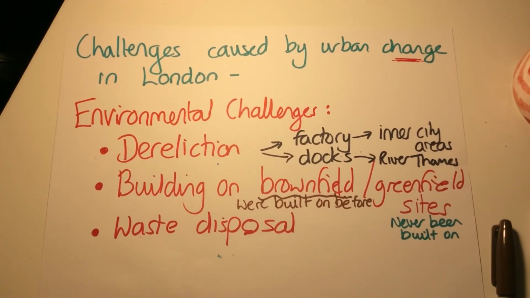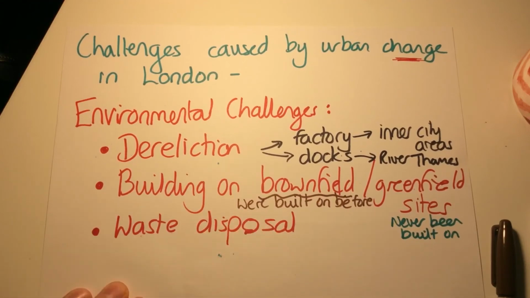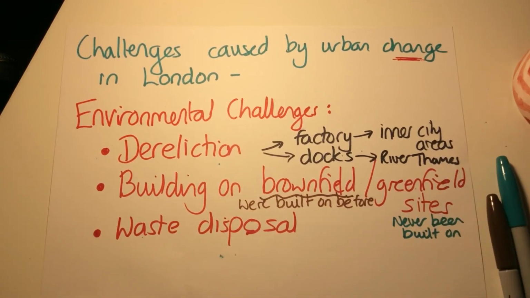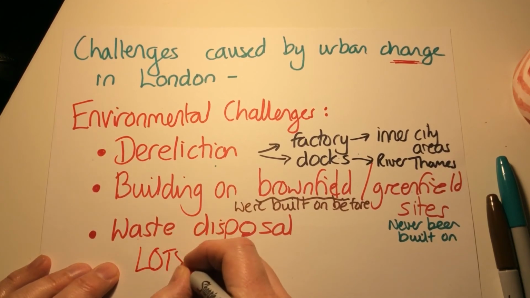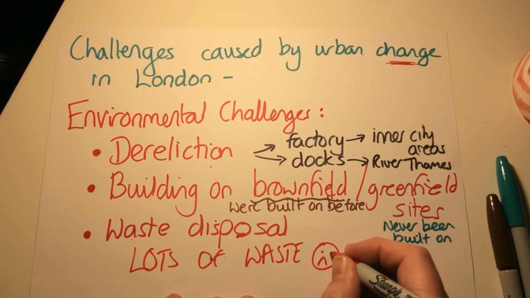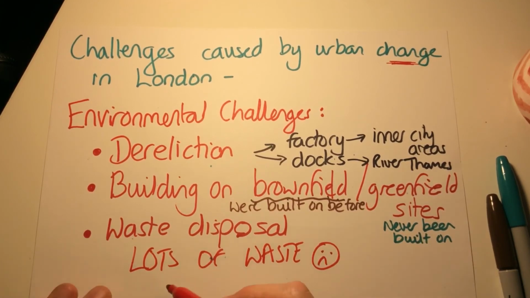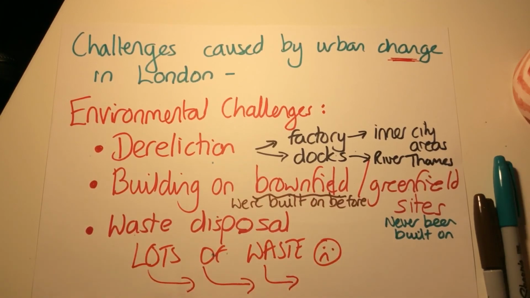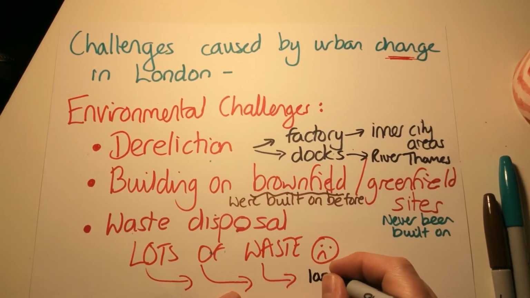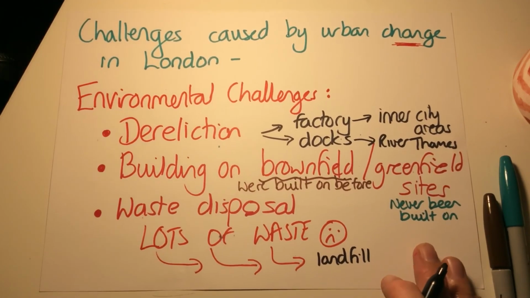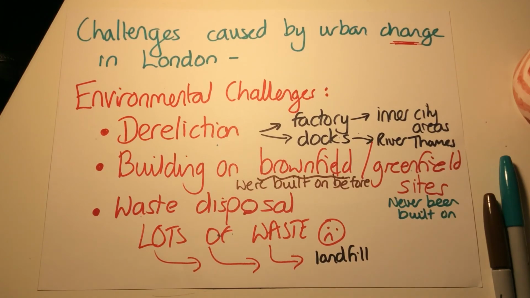Last but not least, waste disposal. 8.56 million people create a lot of waste. So we have huge amounts of waste in London. And that is a problem because you've got to put it somewhere. So all of those bags of rubbish, all that waste from the businesses, where does it go? Well, you can either bury it in the ground as landfill, but we are running out of space and those big rubbish trucks have to travel through the middle of London.